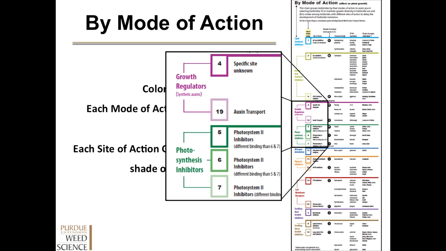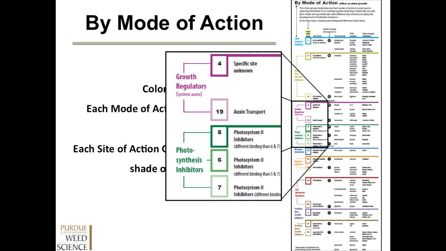To give you a specific example, we'll blow it up a little bit here, and we'll look in at the growth regulators. That's the purple color there, and you'll see that the growth regulators bracket in two sites of action. That'd be group 4 and group 19, and you'll notice the 4 is a different shade of that purple than the 19.